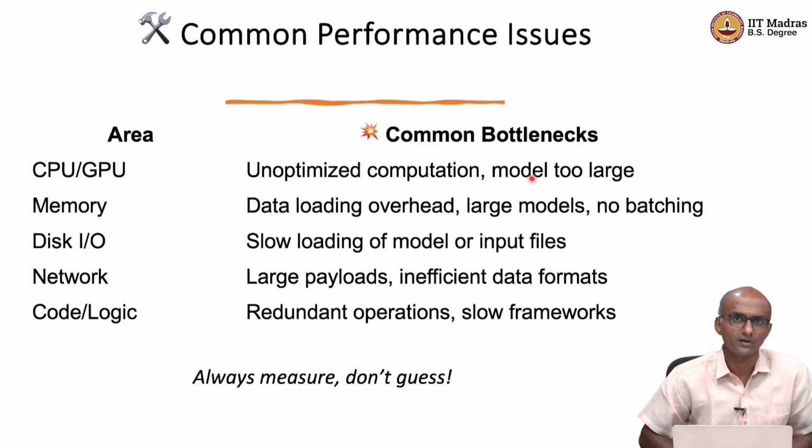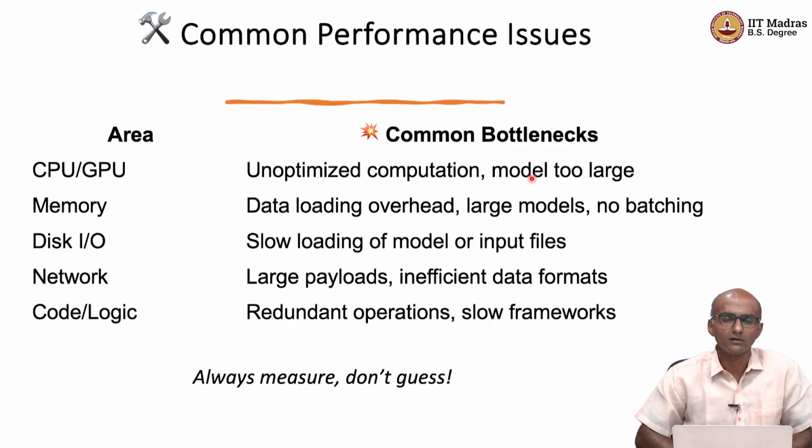So the classic example here is you run a CNN model on a CPU, right? In which case the model being too large means that the time it takes for classifying an image or processing an image becomes that much more.